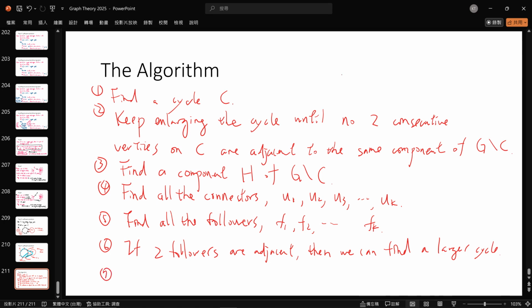And step 7, we just go to step 2. Okay, so this is the algorithm. And clearly, we should stop whenever the cycle is a Hamiltonian cycle.